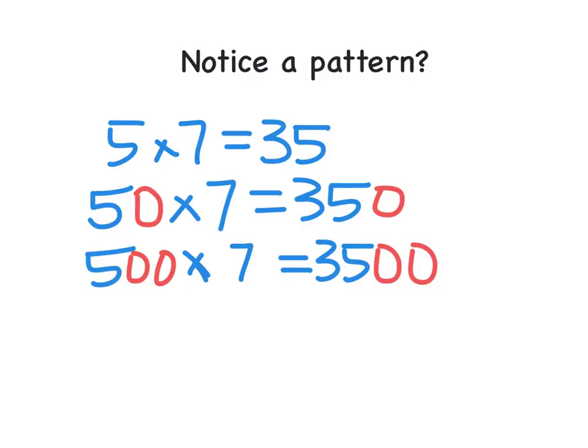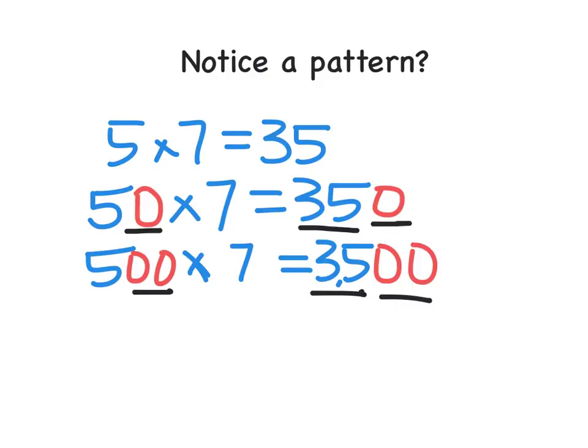We know that 5 times 7 is 35. 50 times 7 is 350. If you notice, this answer is just 35, but because the 50 has a 0 at the end of it, there's an extra 0, which makes it 350. Below that, 500 times 7 is 3,500, which is just 35, but because 500 has 2 zeros, there's 2 zeros at the end. So, let's make a rule from this pattern.